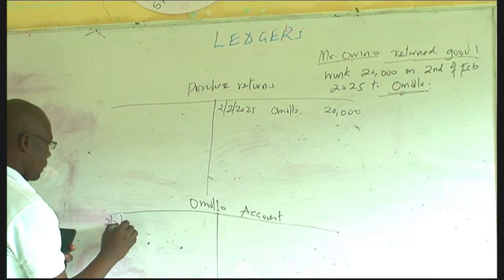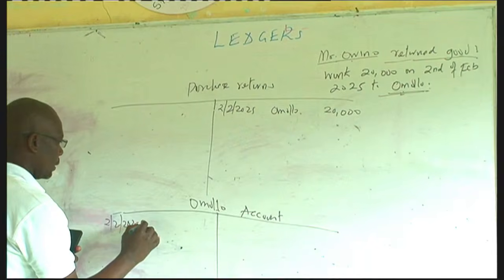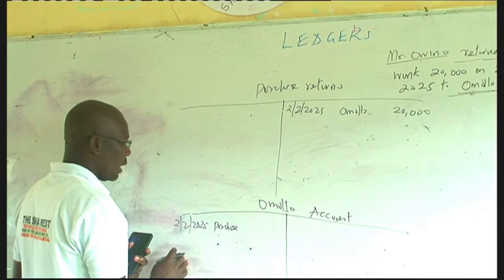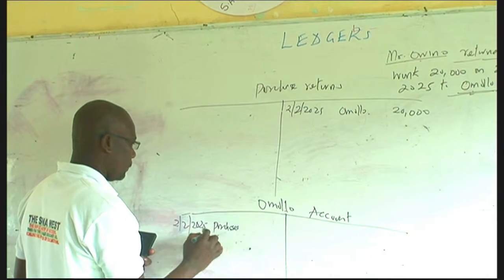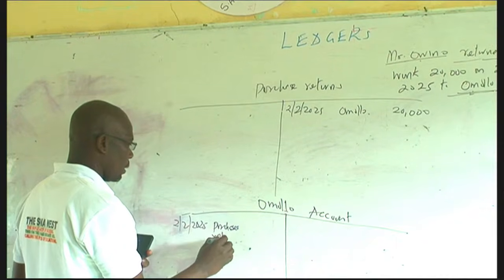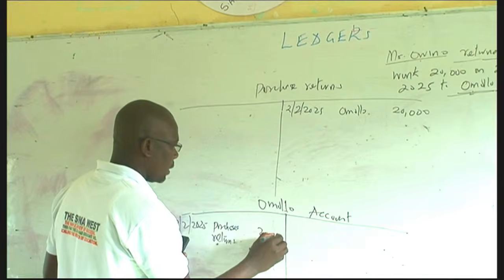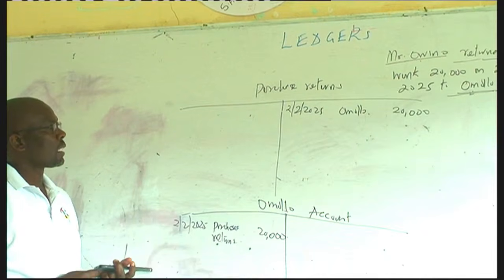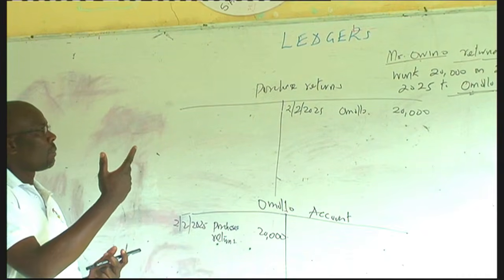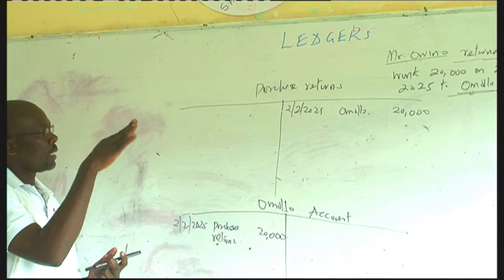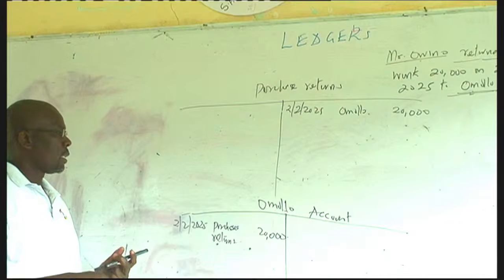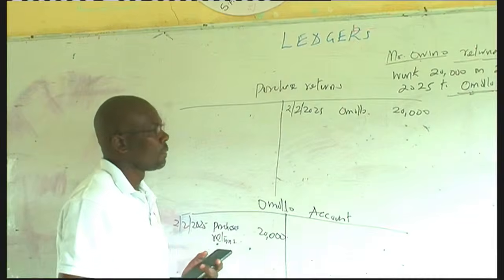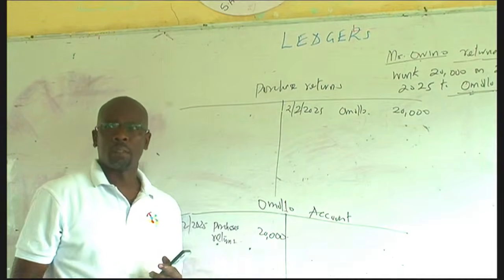So we write the date, and whatever we are debiting here is the purchases that were returned. Purchase returns. Amount involved is 20,000. So that is how we handle the purchase returns. We credit purchase returns in the name of that creditor, and we debit the creditor's account in the name of purchase returns.